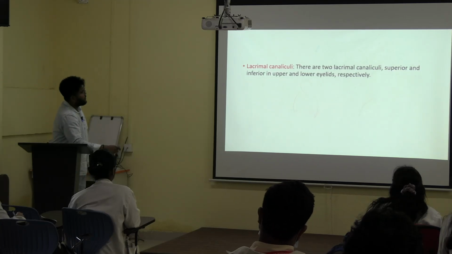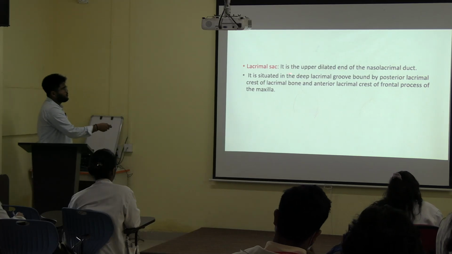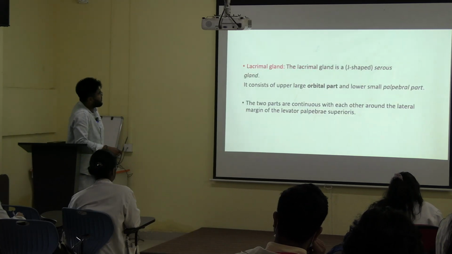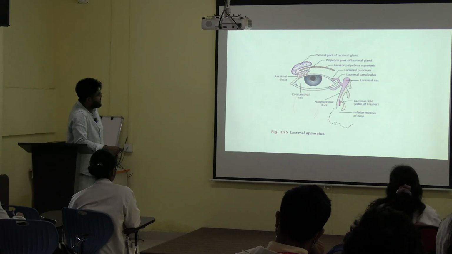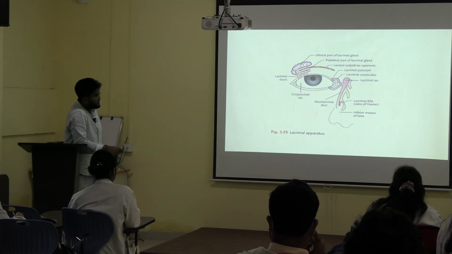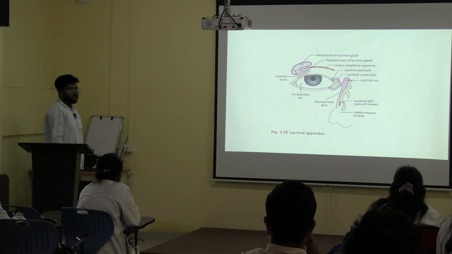Next, the canaliculi. There are two in number, superior and inferior. And next, the sac, which is directly attached to them. So here, the sac is attached by the lacrimal puncta and canaliculi, and this sac is continuous with your nasolacrimal duct, which drains to the inferior meatus.